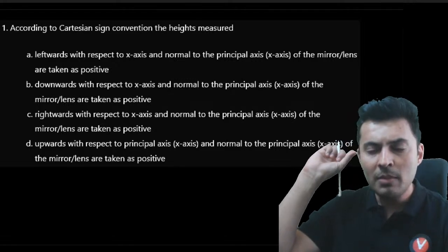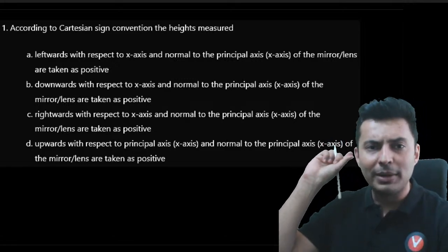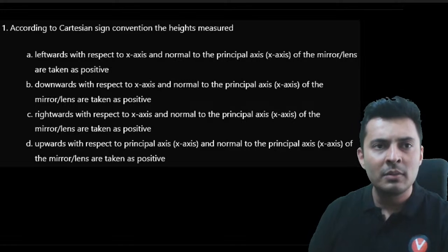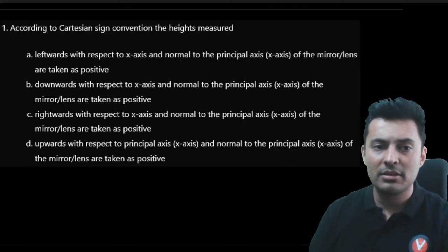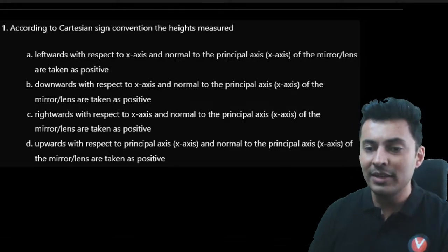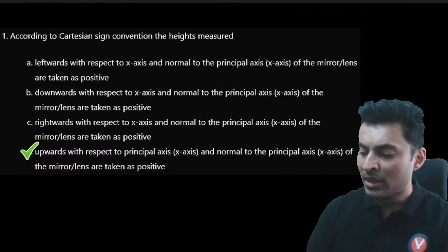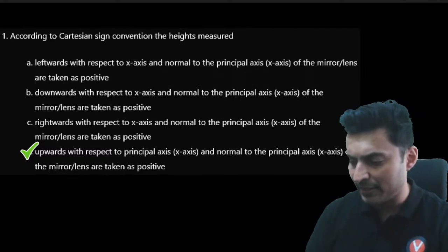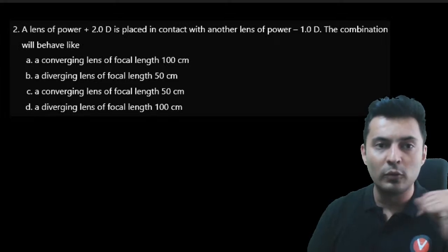Okay. Penetrating power, yes, it increases with the energy and also depends on the size of the particles. So if you talk about electromagnetic waves, the penetrating power is just dependent on the energy. But if you compare EM waves with, let's say, alpha rays, those are particles, so they are heavy, they are slow, so penetrating power will be very less. Yes, the correct answer for this is D. Upwards is positive. Normal to the principal, positive x-axis is taken, positive. Yes, perfect. A lens of power 2D is placed in contact with another lens of power minus 1D. The combination will behave like a lens of what focal length?